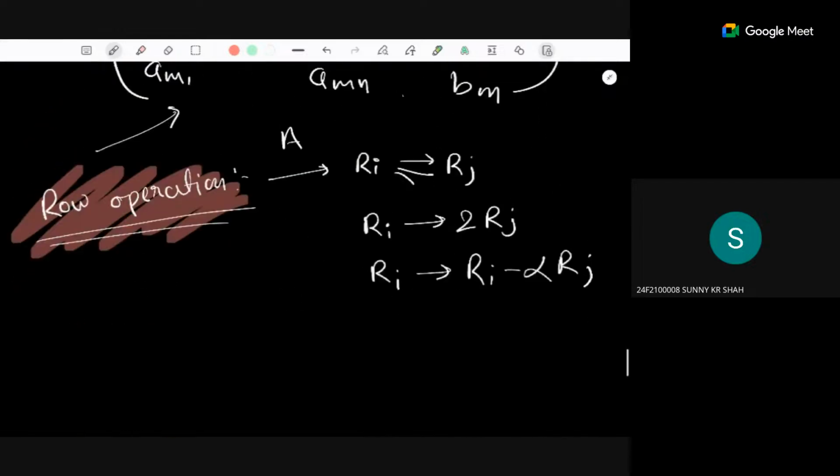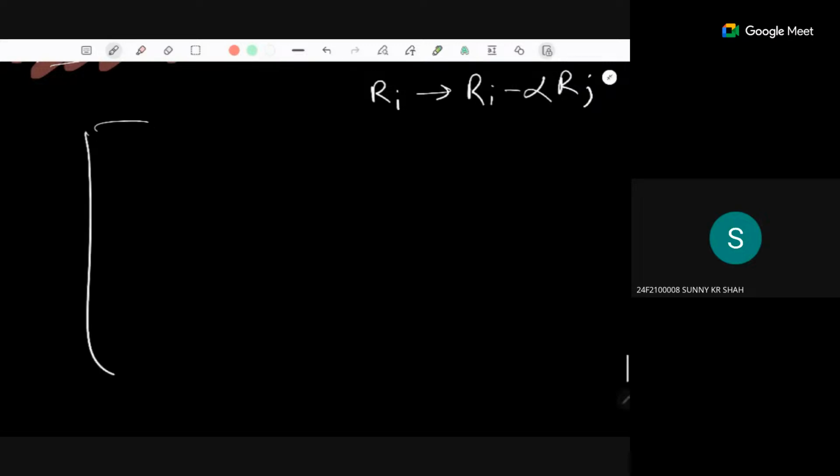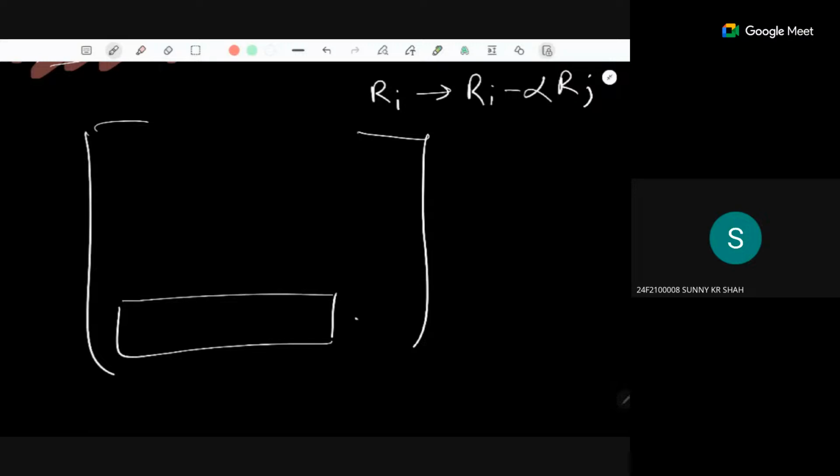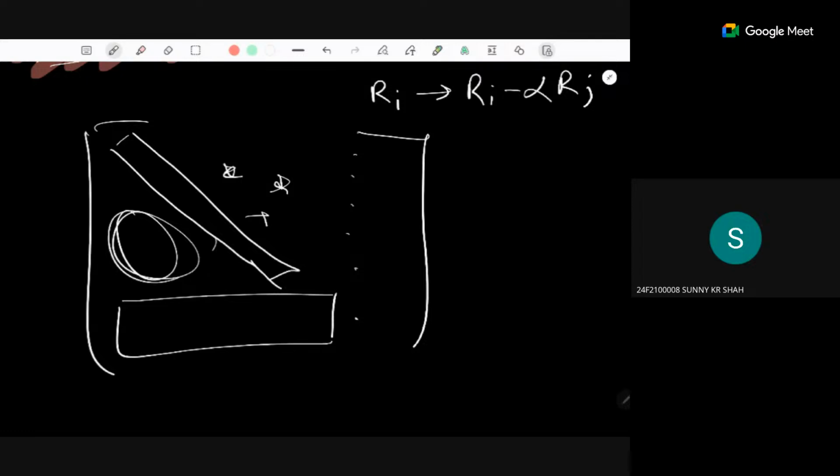What is the reduced form? The reduced form is something like this. Here we have some set of zero rows. It is also possible that there are no zero rows in your reduced form. The second thing is we have some set of diagonal values here, then some non-zero values here, and then we have all zero values here. And here we have the constants, whatever constants we get. So this is our reduced form.